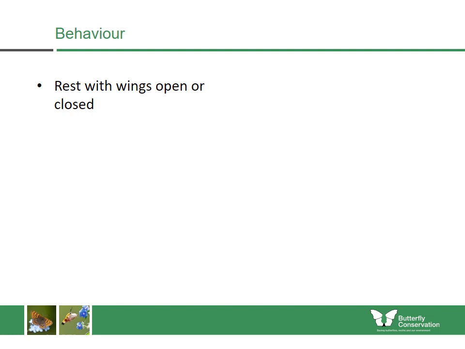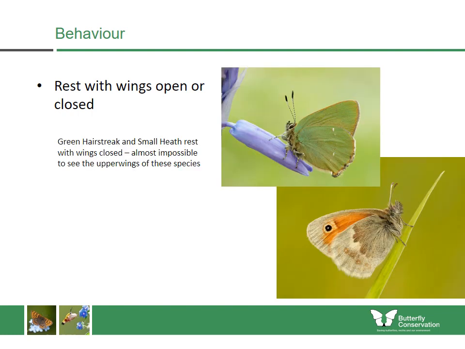Then with the behaviour, some will rest with their wings opened or closed, and this is important to remember when you're looking at the guides. For example, green hairstreaks and small heath always rest with their wings closed, so as soon as these butterflies land, they will close their wings shut and you won't ever see the upper surface. So when you're looking at a guide for these species, you're looking at the undersides of the wings.